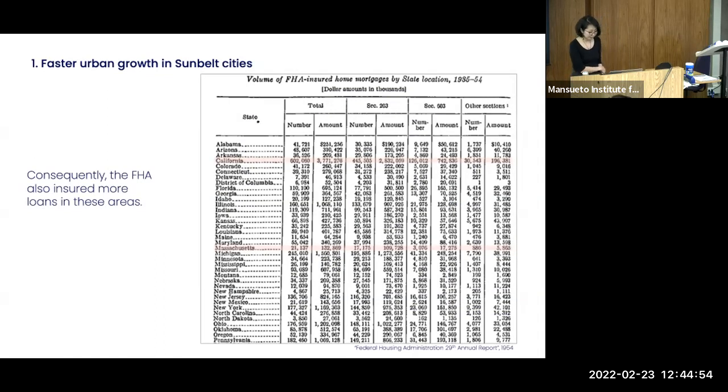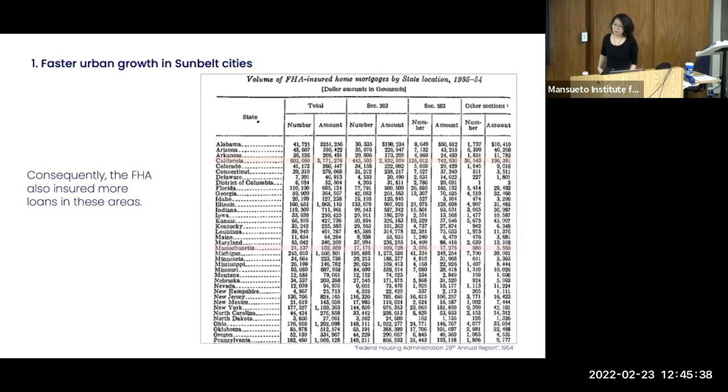This is a table from the FHA's 29th annual report showing home mortgage insurance volumes by state from 1935 to 1954. I don't know if you can actually see these numbers, but I'll just read them out. California had close to 3.8 million new homes insured, while Massachusetts had about 132,000. If we use the 1950 census population as our denominator, that's about one new home for approximately every three people in California, and one new home for every 35 people in Massachusetts.